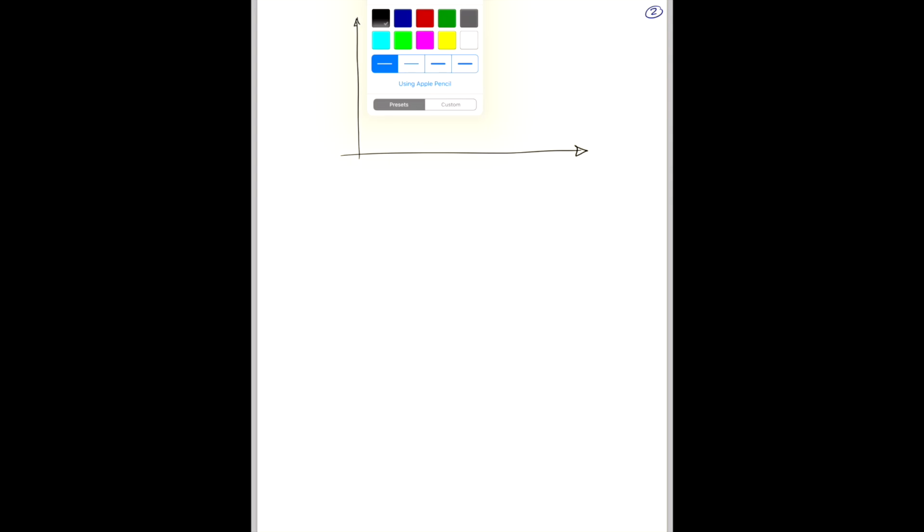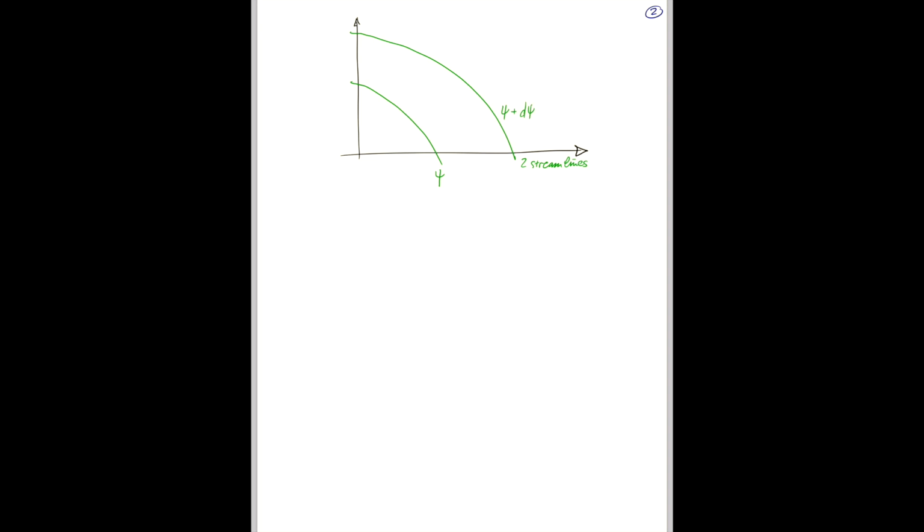So what does that mean when streamlines are contours of the stream function? Let me draw a simple schematic here. We have two streamlines, and psi, the stream function, always has the same value on each of these streamlines. So let's say this is psi, and this is an adjacent streamline that has some value psi plus d psi. So they're fairly close.